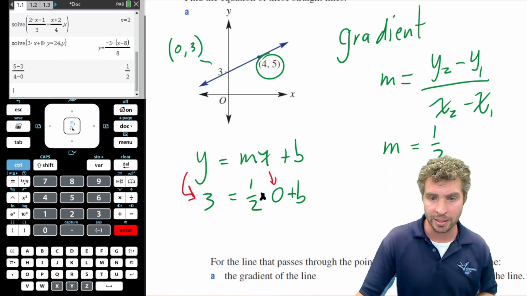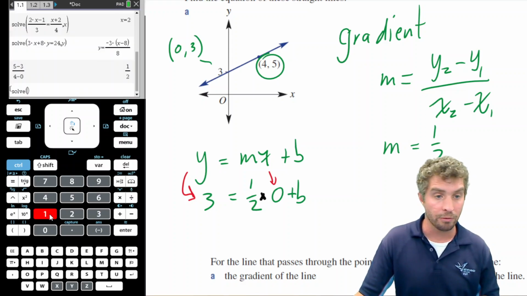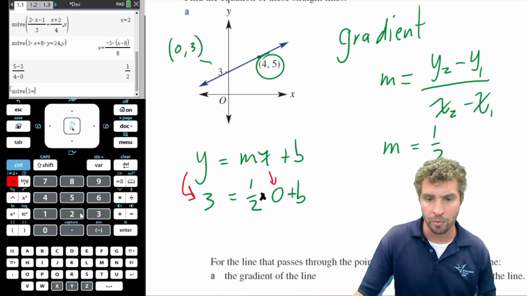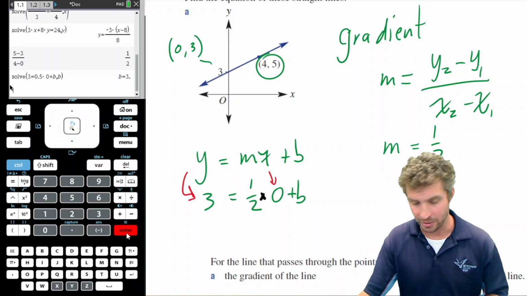Okay, so I'm going to go back to my calculator, and I'm going to do menu 3, 1 for solving, and plug in this equation I've just done. So 3 equals 1/2. If you want to use the fractions, you can, or you can use 0.5, times 0 plus b. We can use the exact same letters we got on our paper, comma b. So I'm solving for b, and I hit enter, and of course b comes out to be 3.